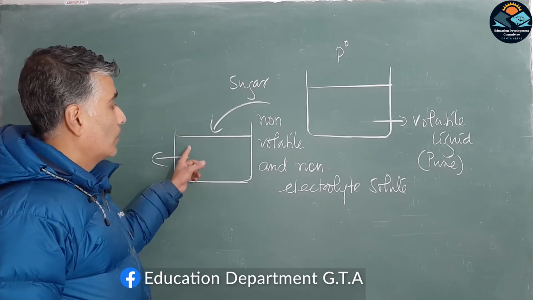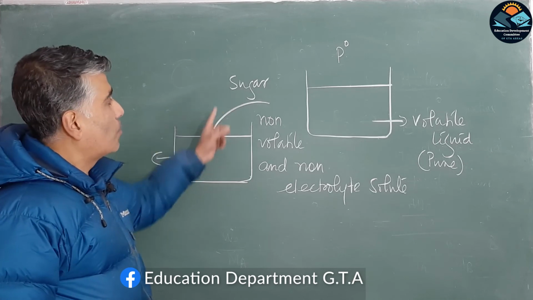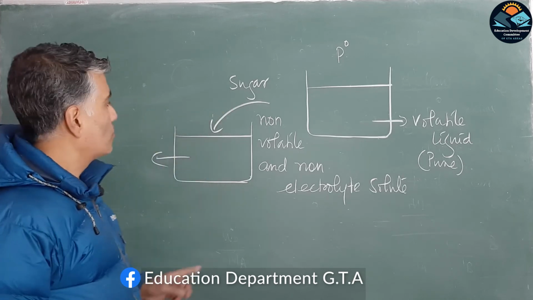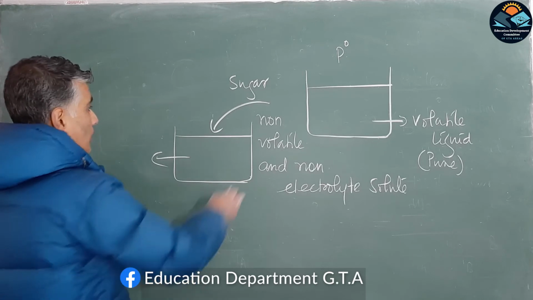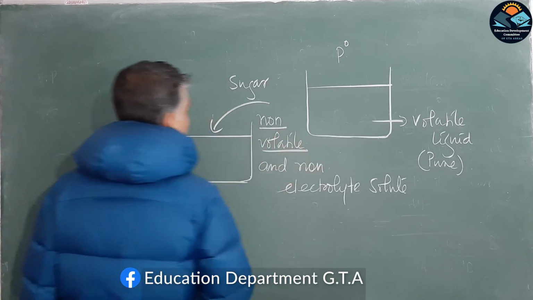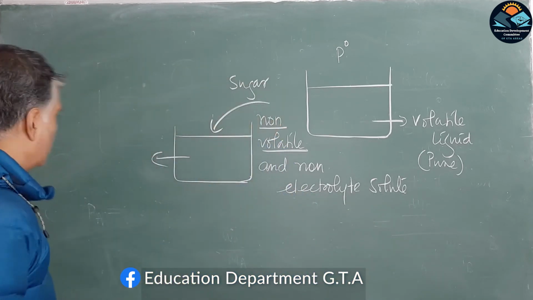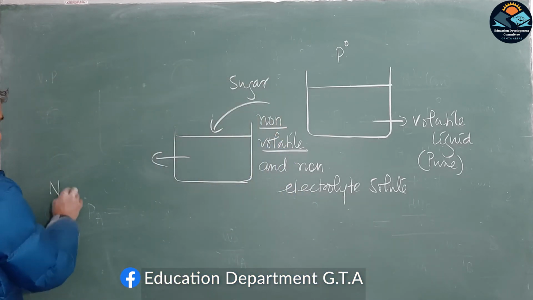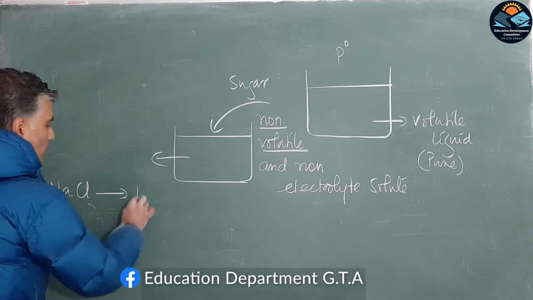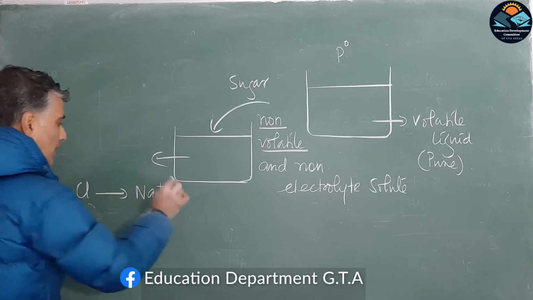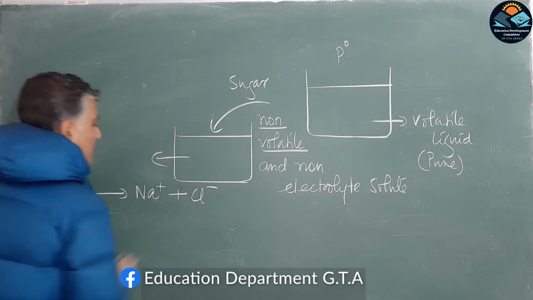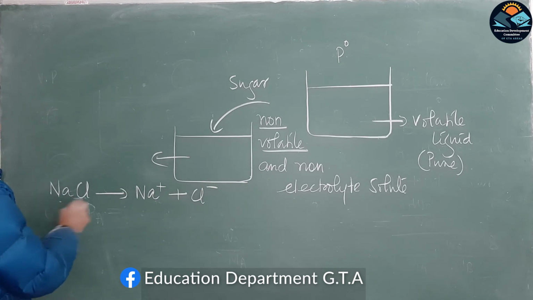So I've added this non-volatile, something which will not form its own vapor. So that's the meaning of non-volatile. What's the meaning of non-electrolyte? You know what electrolytes are? Electrolytes are substances which, when dissolved in solution, will dissociate, forming oppositely charged ions, like salts for example.